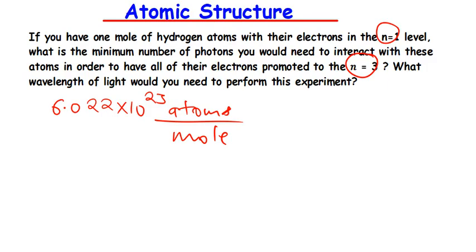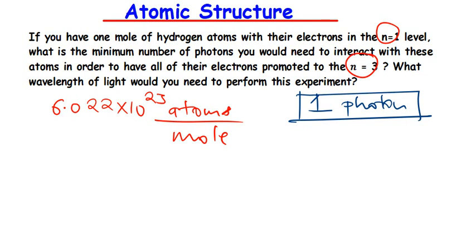So if we are to look for the number of photons, we understand that in each transition, this one from n equals 1 to n equals 3, we would need one photon minimum. So one photon is required for a transition to occur from n equals 1 to n equals 3 per atom. So the minimum number of photons needed would therefore be equivalent to Avogadro's constant, that is 6.022 times 10 to the power 23 photons.